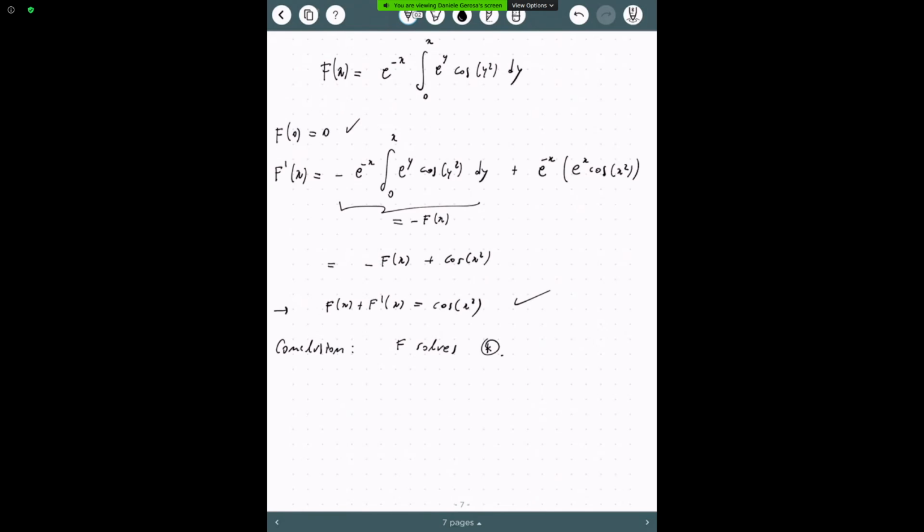Questions about this? Yes, Daniele, how did you use the boundary condition to prove that we can use the fundamental theorem of calculus? No, I didn't use the boundary conditions to prove that. I have just used the fundamental theorem of calculus when I wanted to differentiate this function here, right? So the fundamental theorem of calculus tells you that this is equal to e to the x cosine of x squared, right?